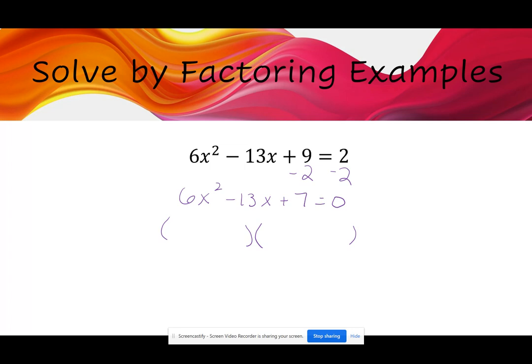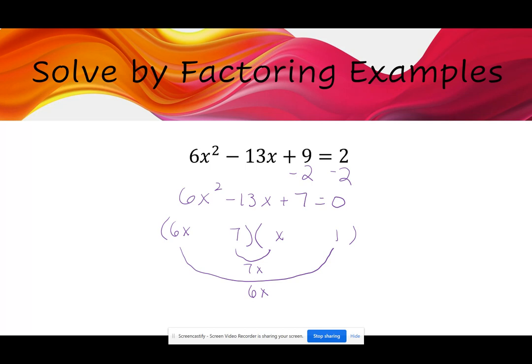So I always like to start with 3x and 2x, the numbers that are closest together, because you could have 3x and 2x or 6x and just x. We want our products here and here to add to 13. So it's actually going to be 6x and x. If we do 6 times 1, we have 6x. 7 times x is 7x. 6 plus 7 gives us 13.